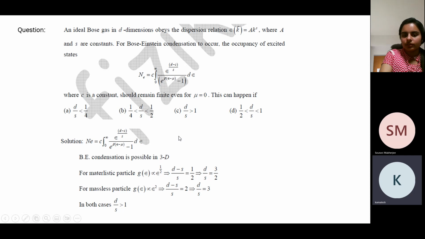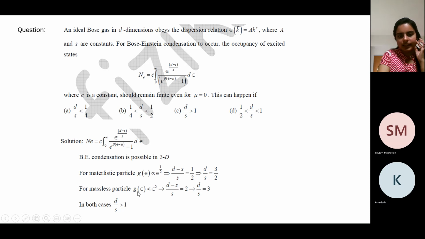Yes, ma'am. Okay, is it clear? Yes, ma'am. Clear. Okay. And then can you tell me why did we get this difference? Like why is the density of state going as epsilon to the power half here and epsilon square here?